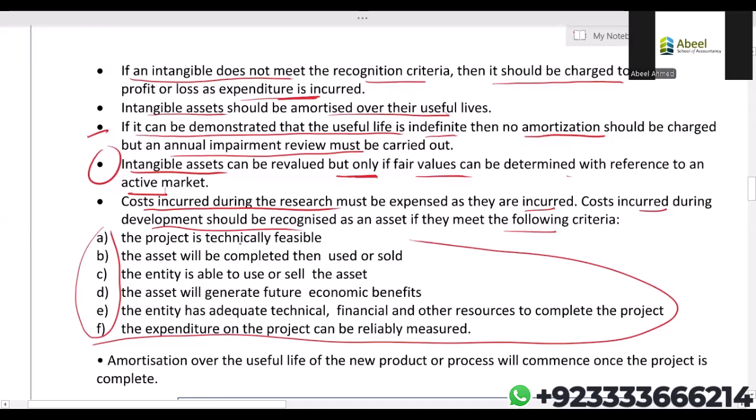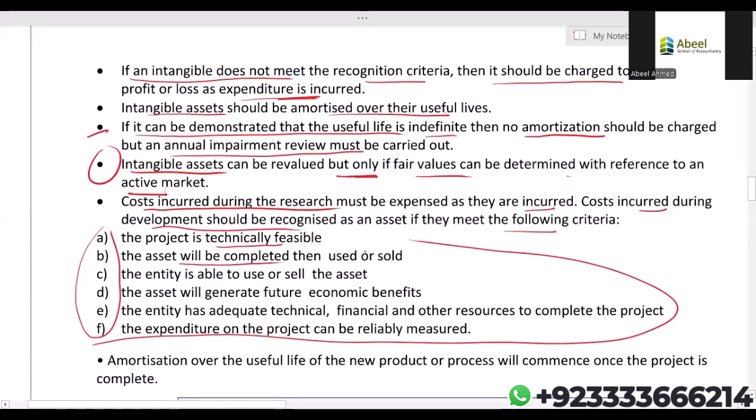Number one is the project is technically feasible. Let's say 30 or 40% work has been completed, still 60% is left. Let's say the completion is technically feasible, assuming the skill level which you need to complete that intangible asset is still there in your organization. So the completion is technically feasible.